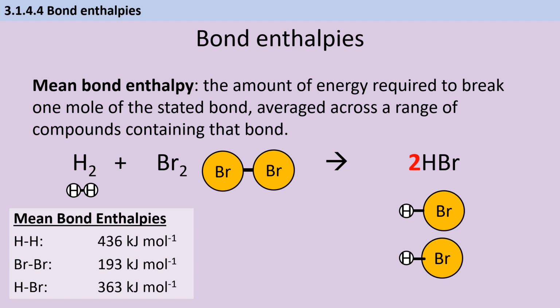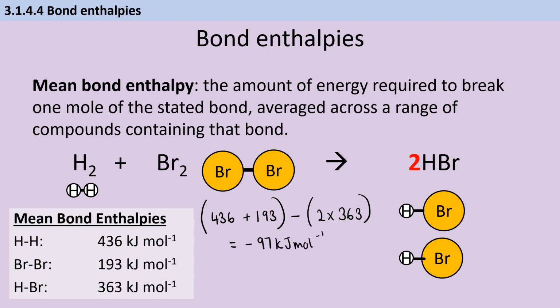You may be working out the energy change for a reaction based upon some bond enthalpy data. We need to add up all of the bonds that are going to be broken and subtract from that all of the bonds that are going to be made, and the difference between those two numbers is the overall enthalpy change. If it's negative, this shows you that the reaction is exothermic, and if it's positive, then it's endothermic.